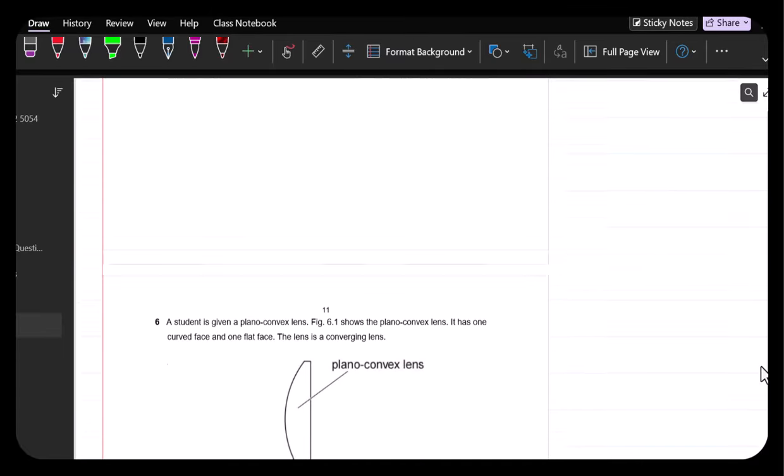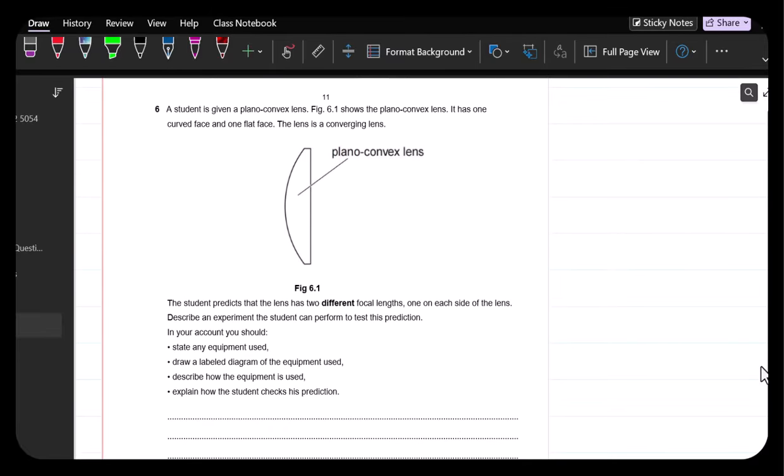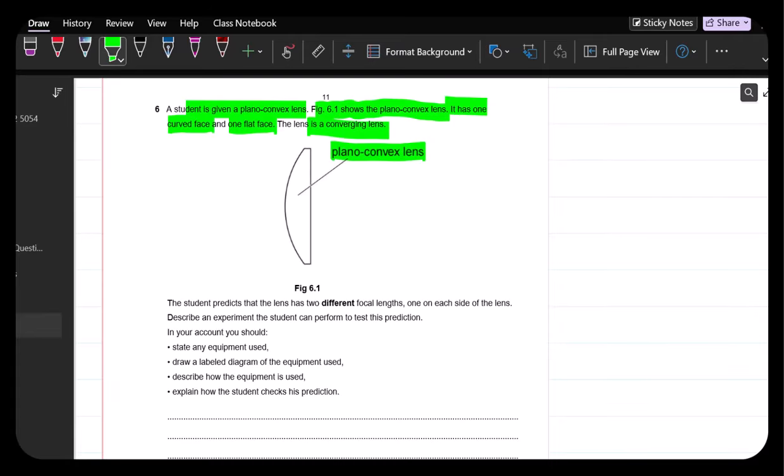Now we are on question 6. In this question, a student is given a plano-convex lens. Figure 6.1 shows the plano-convex lens. It has one curved surface and one flat surface. So a plano-convex lens is going to be flat from one side and curved from the other side. This is basically a converging lens. It is also mentioned to you.